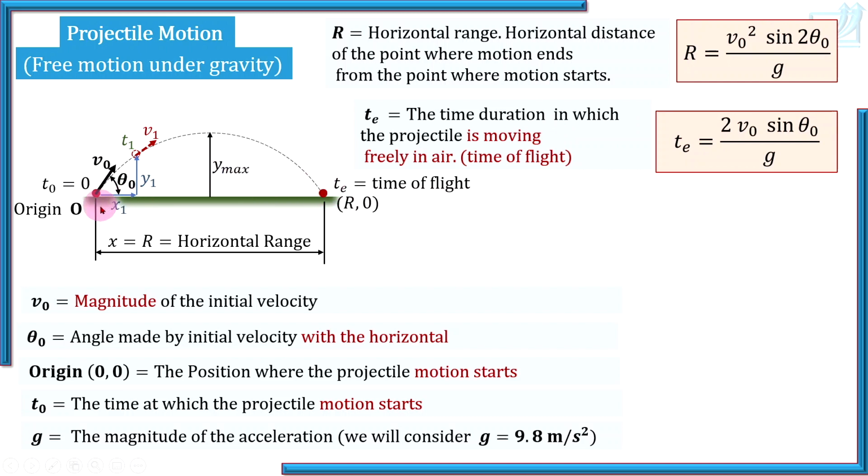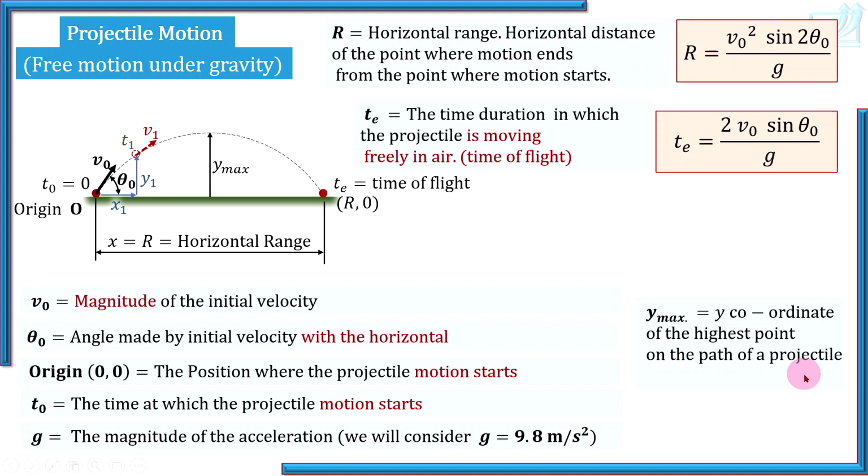Okay. Now, during its free motion under gravity, the maximum height reached by the projectile. Better you say maximum y coordinate of path of the projectile. Maximum y coordinate of path of the projectile, that is y max. And what is y max? Y coordinate of the highest point on the path of the projectile. And that you can find out using this formula.